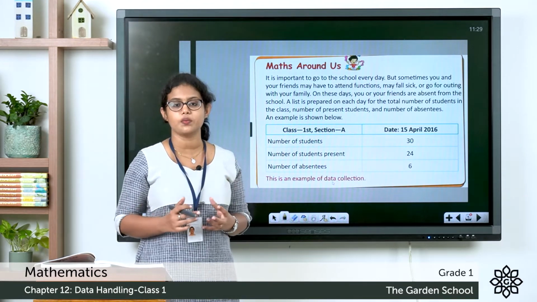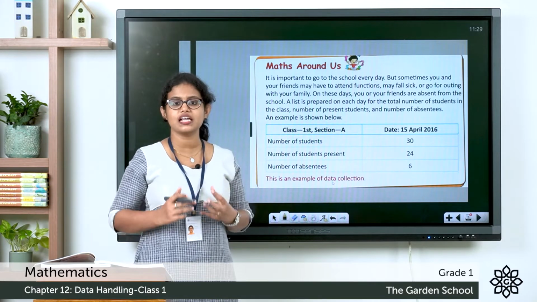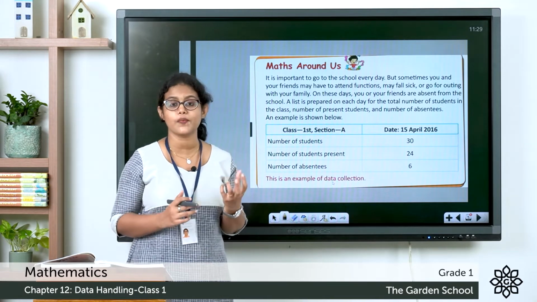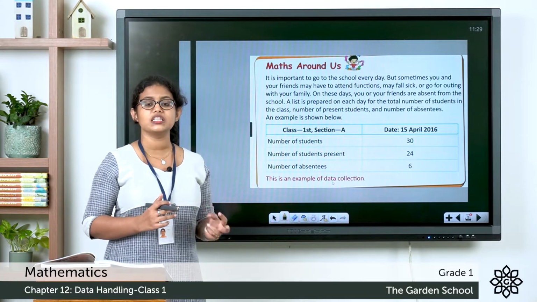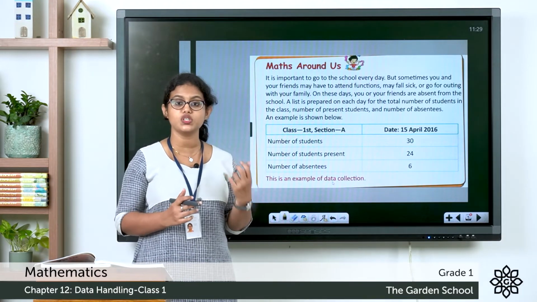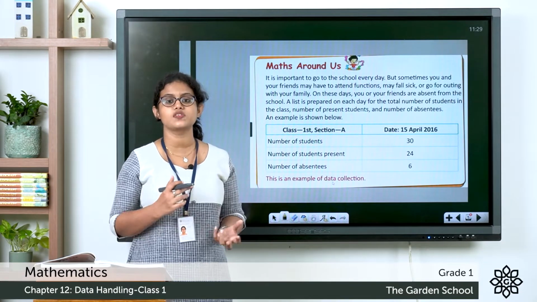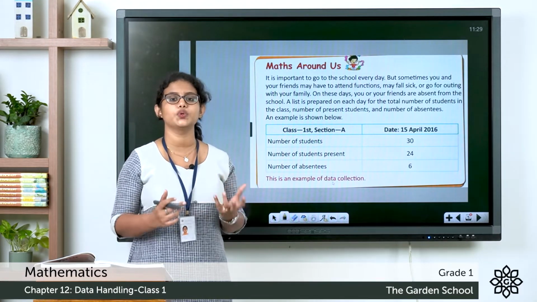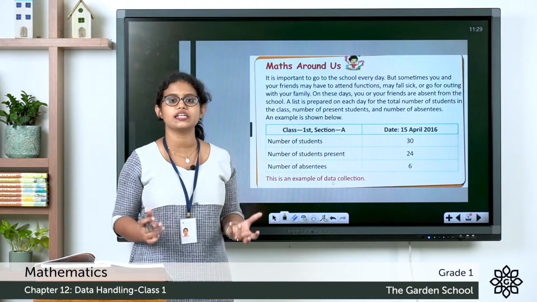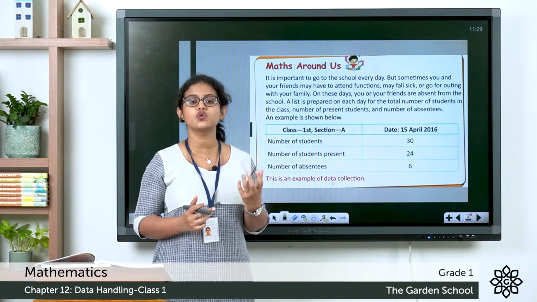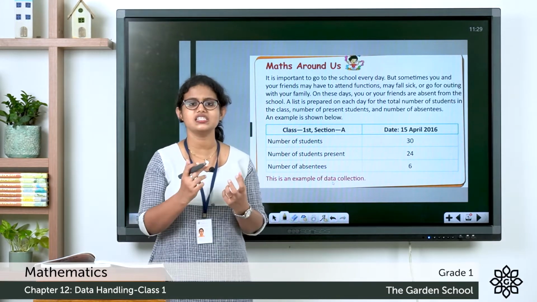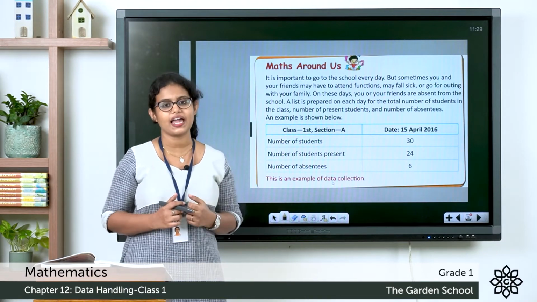This is an information. This tells us about the total number of students in a class. This tells us about the number of students present during that day, and it tells us about the number of students who were absent during that day. So this is a data collection. It gives you an information. So this is called data handling.